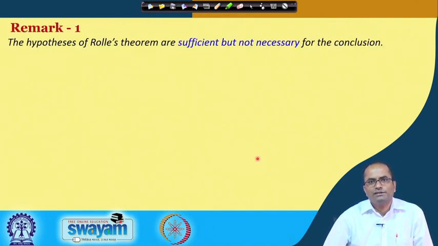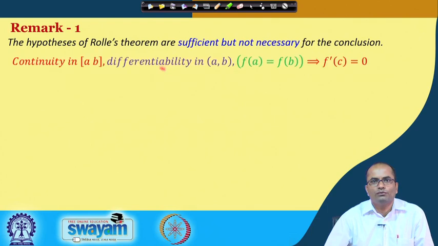There are a few remarks which are of great importance. So, here the hypotheses of the Rolle's theorem are sufficient but not necessary for the conclusion. What do we mean by this? So, what we have seen is the continuity of the function in the closed interval [a, b] and the differentiability in the open interval (a, b), and there was a third condition that f(a) is equal to f(b). So, if these three conditions are satisfied, then there will exist a point c where the derivative will vanish.